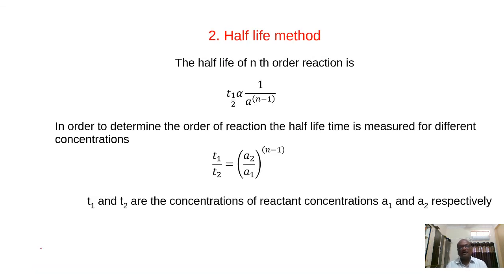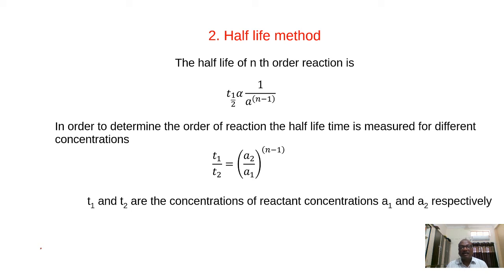Next, the second method is the half-life method. You know, the half-life is related to the initial concentration. How? Half-life is inversely proportional to a power n minus 1, where n is the order of reaction. For the same reaction, we determine the half-lives at different concentrations.